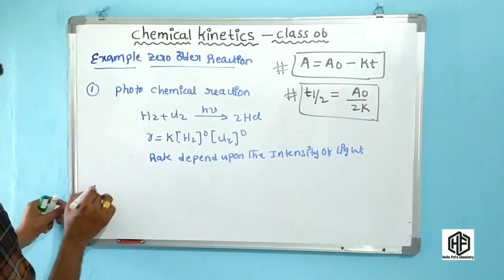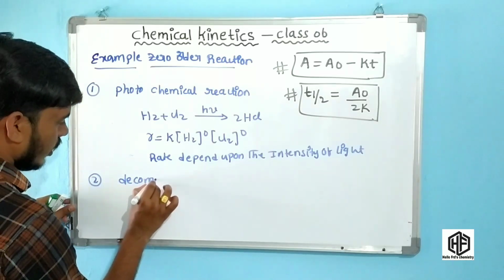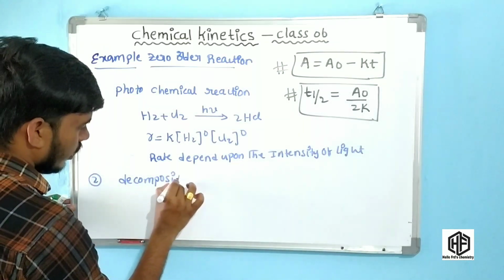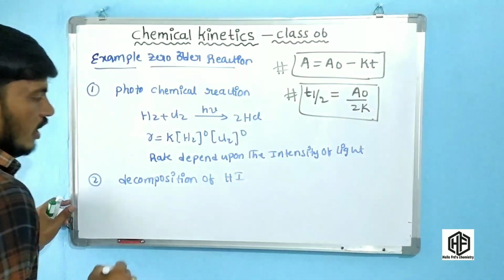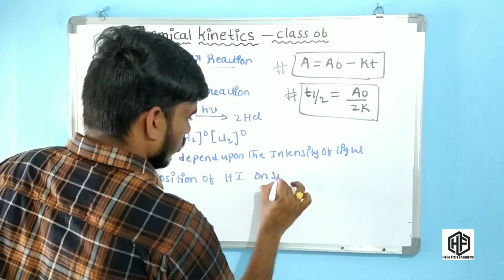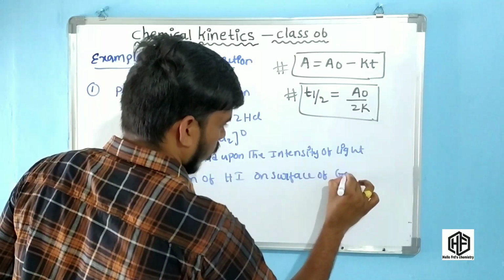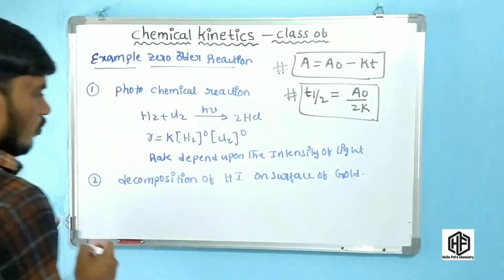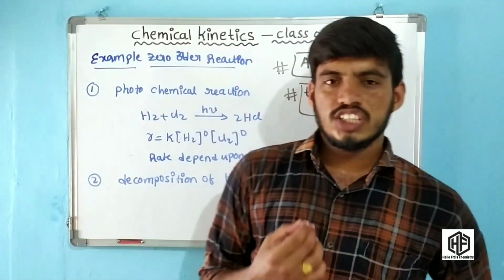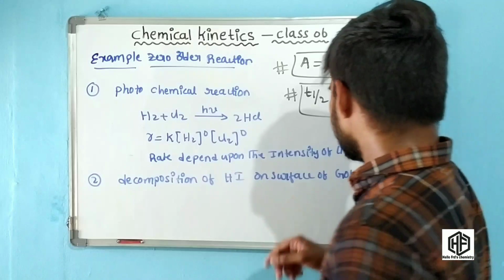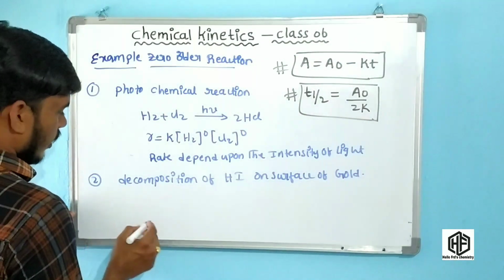That is the first example, and the second example is decomposition. Friends, decomposition of HI on the surface of gold. This is one more important example, decomposition of HI on the surface of gold. On the surface of gold, this is an example of the zero order reaction.